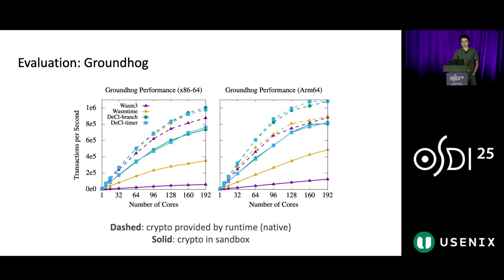Finally, we have an end-to-end benchmark on a smart contract system called Groundhog. The important thing to look at here is these solid lines, which are its transactions per second, when the cryptography routines like signatures are included inside the sandbox. And so we're able to get double the transactions per second when the sandbox is performing all the work. If it's no longer bound to whatever fixed API the runtime provides, the sandbox can use new cryptography when it comes out, things like that.